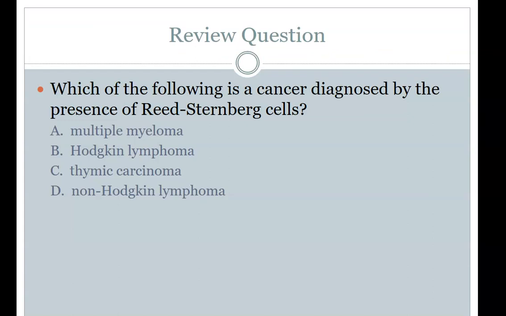Review question. Which of the following is a cancer diagnosed by the presence of Reed-Sternberg cells? Your answer would be B, Hodgkin lymphoma.